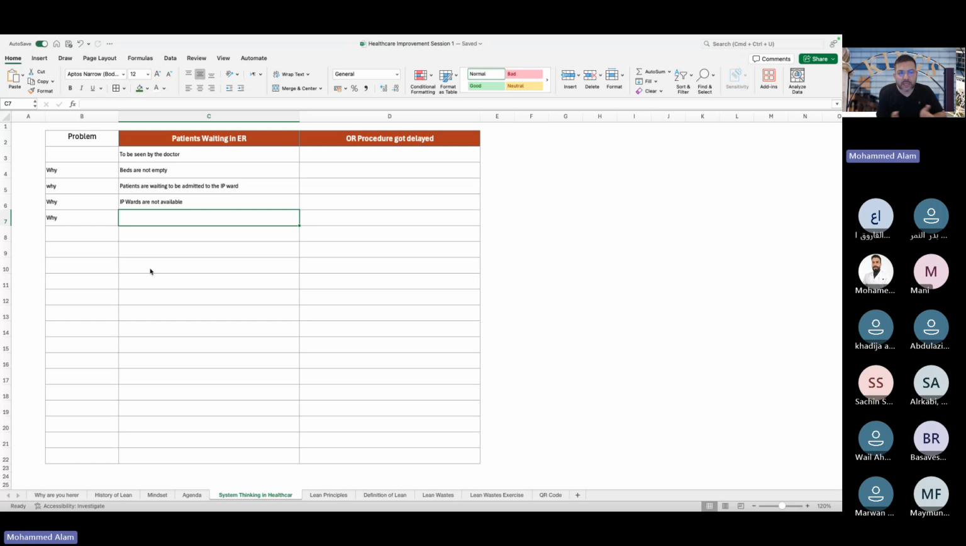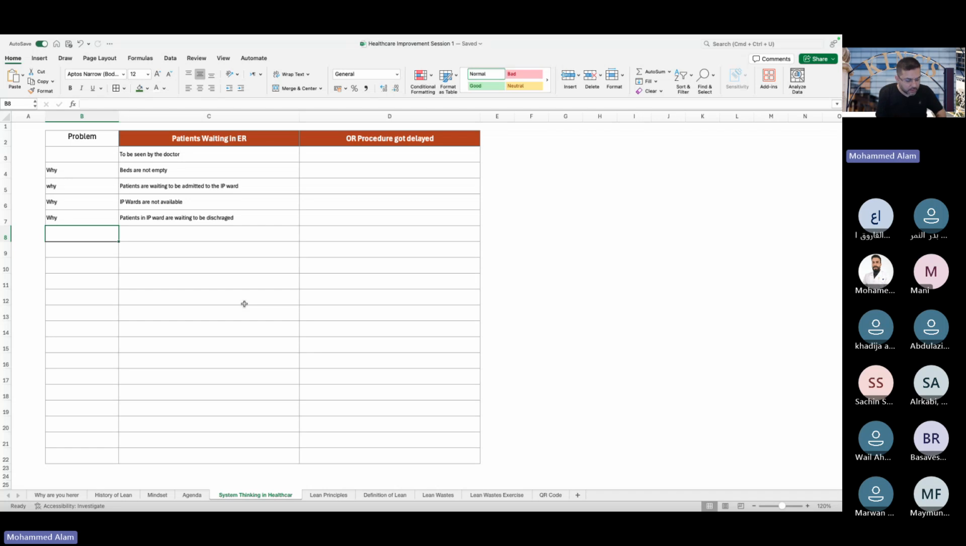Why are inpatient wards not available? Because patients in the inpatient ward are waiting to be discharged. That means we do have patients whose beds can be used, but those patients are waiting to be discharged. That's the reason those inpatient beds are not empty yet.